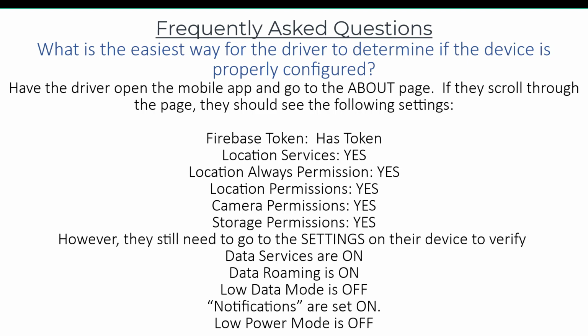What is the easiest way for the driver to determine if the device is properly configured? Have the driver open the mobile app and go to the About page. If they scroll through the page, they should see these settings. However, they still need to go into settings on their device to verify these other settings.